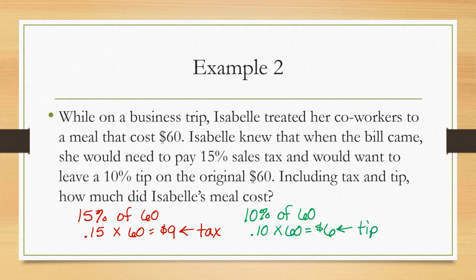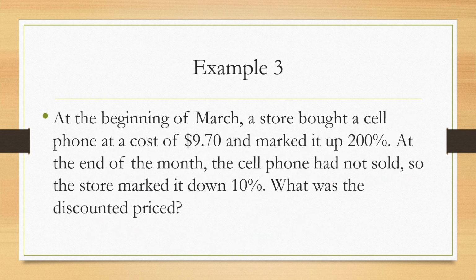Okay, the question is asking us, including tax and tip, how much did her meal cost? So you're going to need to take the cost of the meal, and the cost of the meal was $60. You're going to need to add tax of 9 and the tip of 6, which gives you a total of $75. Pause your video and try example 3.